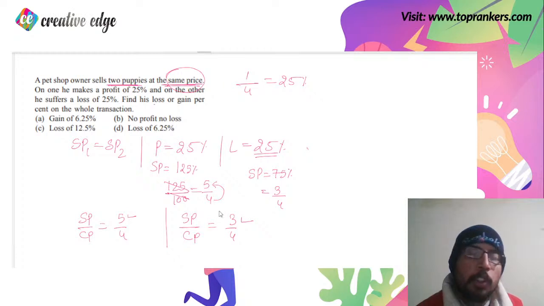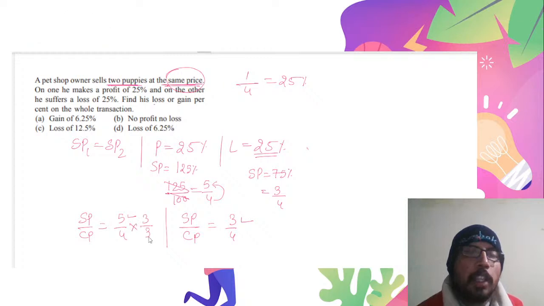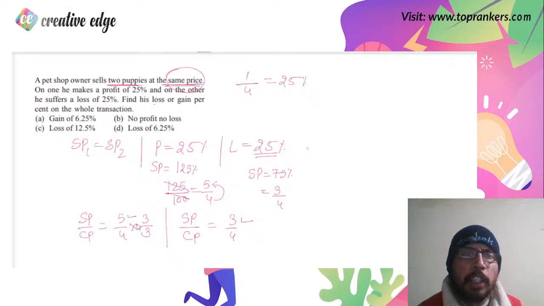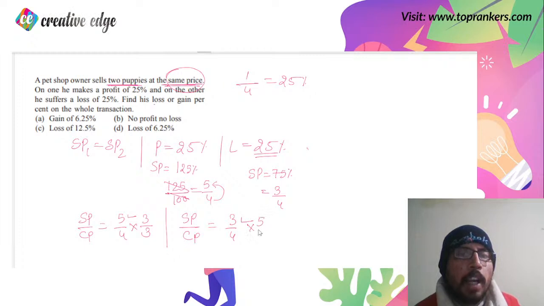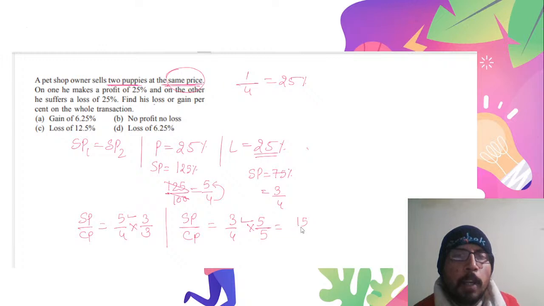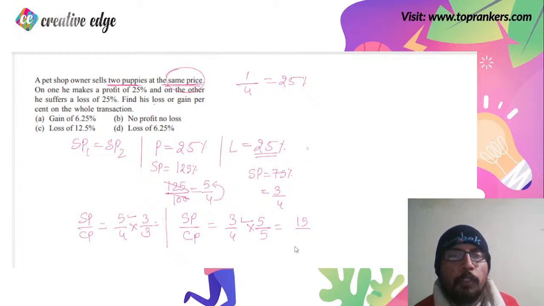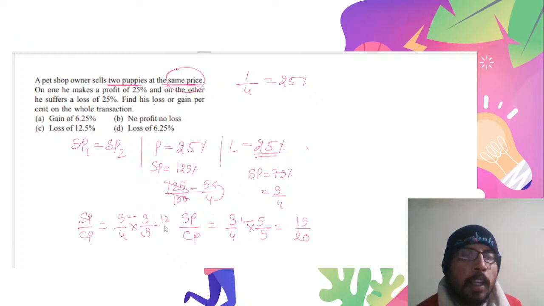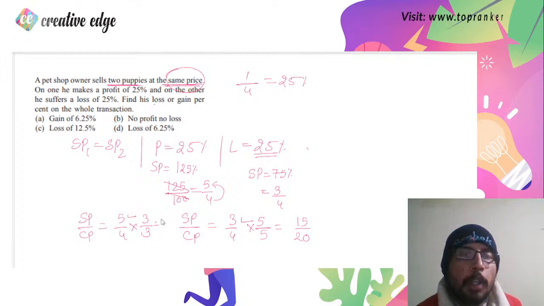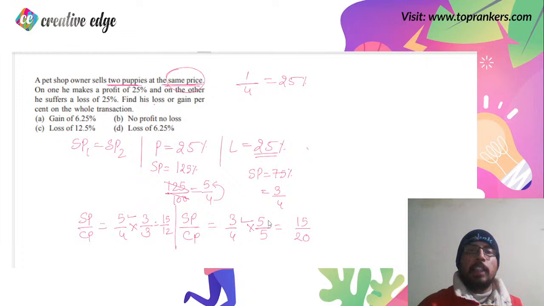So what I will do is multiply in our first case by 3 and divide by 3. Why am I doing that? The reason is 5 into 3 will make 15 here. And in the second case I should be getting 15 by 20, my friends. It should not be 12, it should be 20. So 5 by 4 into 3 by 3 means 15 by 12. And for the second case, it is 15 by 20.